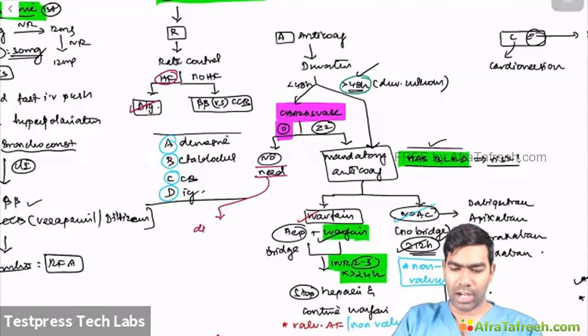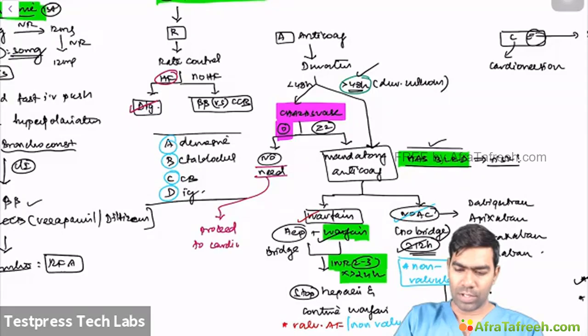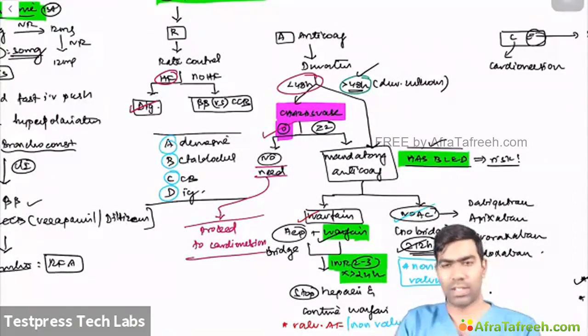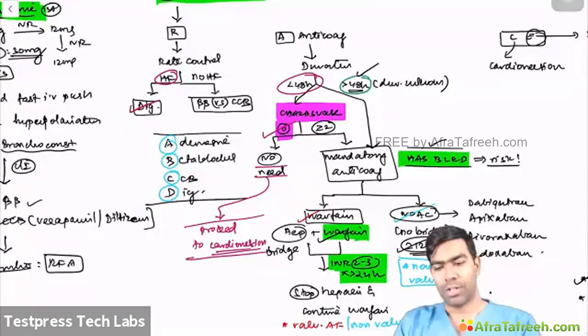You can go directly for cardioversion. You can straight away proceed towards cardioversion in this setting. Which means these guys are an elite group. If the duration is less than 48 hours and the score is 0, then no need to anticoagulate, no need to give rate control. Straight away proceed to cardioversion. Very elite group of guys, isn't it? So no need to do anything.